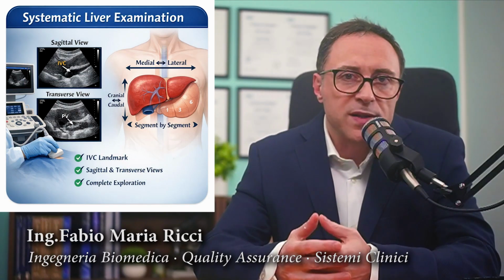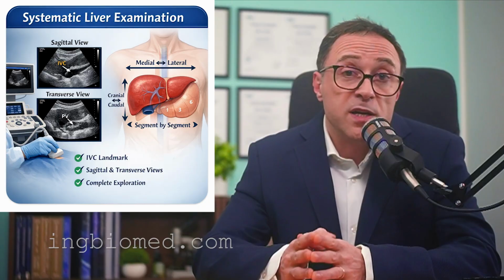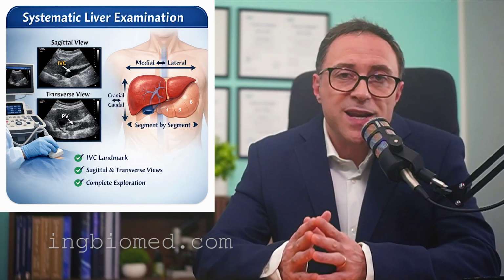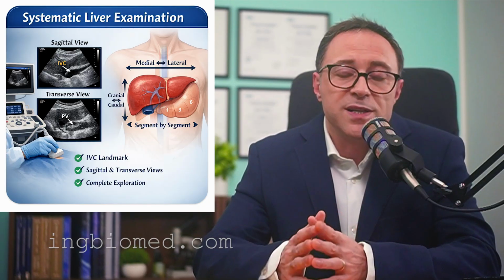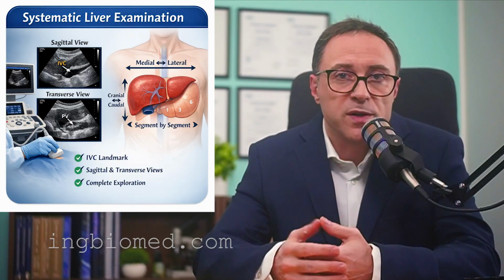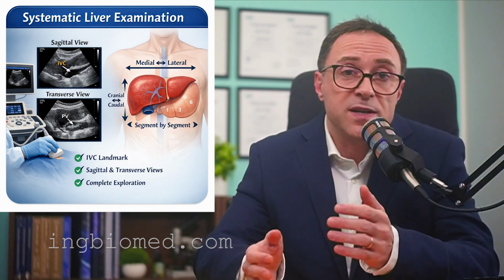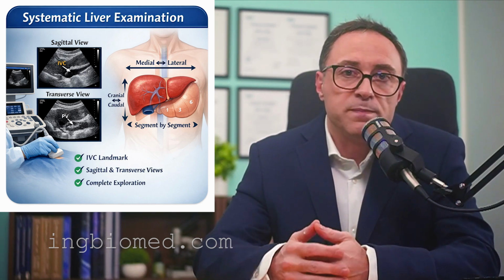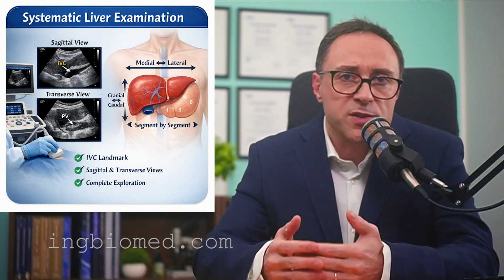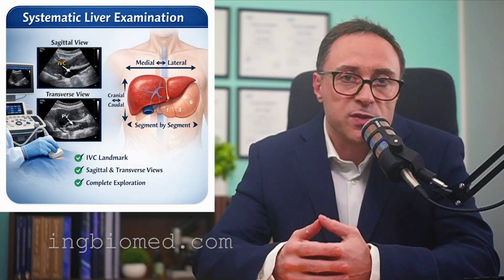I always recommend starting with a reproducible landmark. The inferior vena cava is an excellent reference structure in the sagittal plane. From there, we can systematically explore the right lobe from medial to lateral and craniocaudal, then proceed to the left lobe. Maintaining a consistent scanning method reduces the risk of missing focal lesions and improves interoperator reproducibility.